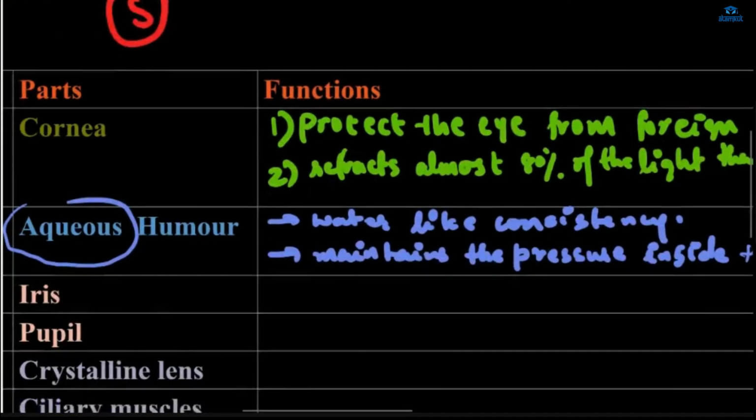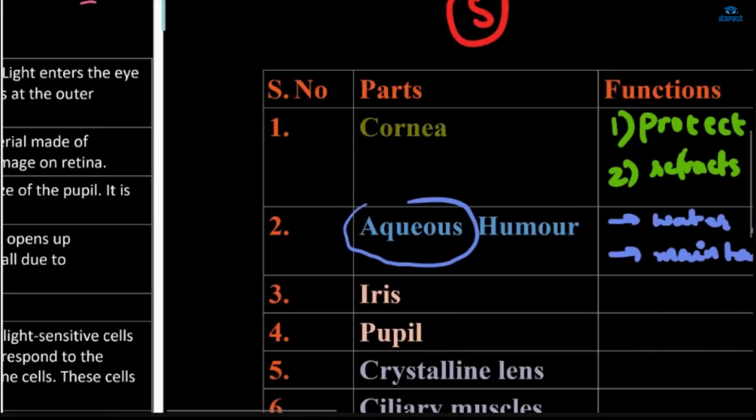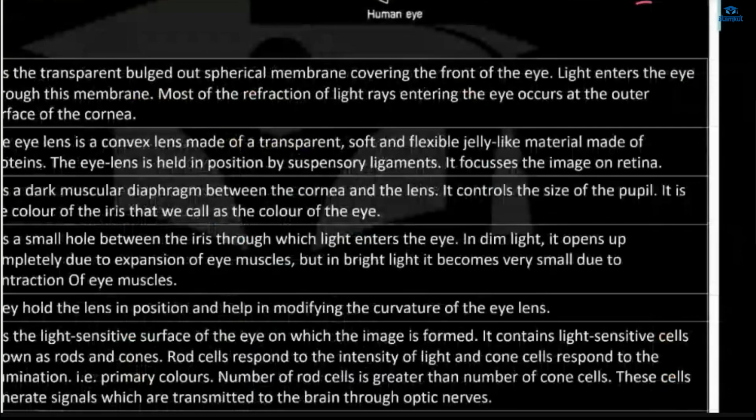So first it was cornea, which protects the eye from foreign materials. One more thing about the cornea: it is the outer part of the eye, like a bulged-out spherical membrane. If you see the eye from the front, it is not flat, it is a bulged-out spherical membrane, right?